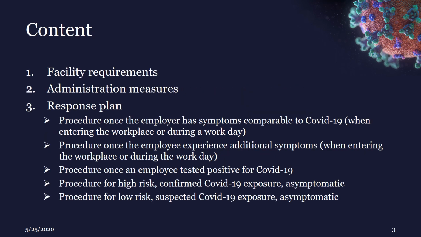In this presentation, I will talk about facility requirements, administration measures, and the response plan. And here we will be looking at the procedure once the employee has symptoms comparable to COVID-19 when entering the workplace or during a workday, the procedure once the employee experiences additional symptoms when entering the workplace or during the workday, the procedure once the employee tested positive for COVID-19, the procedure for high risk, confirmed COVID-19 exposure asymptomatic, and the procedure for low risk, suspected COVID-19 exposure asymptomatic.